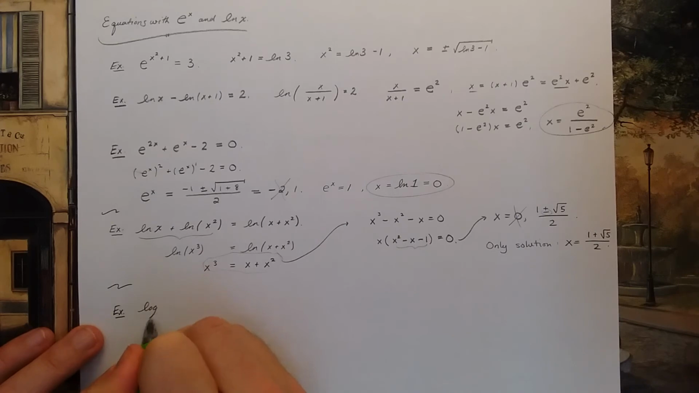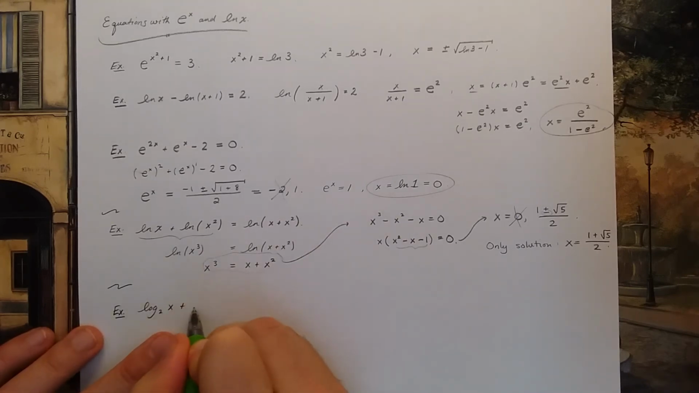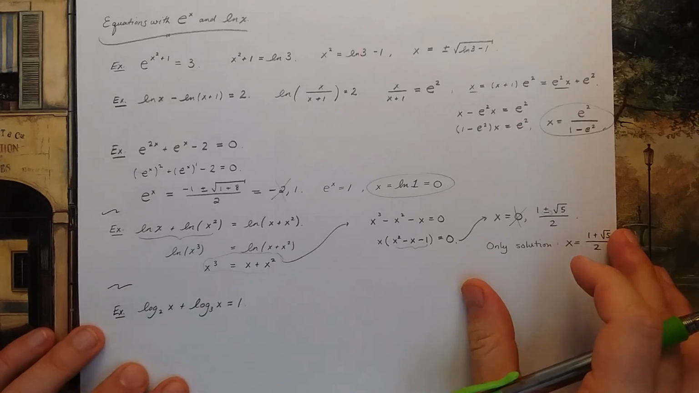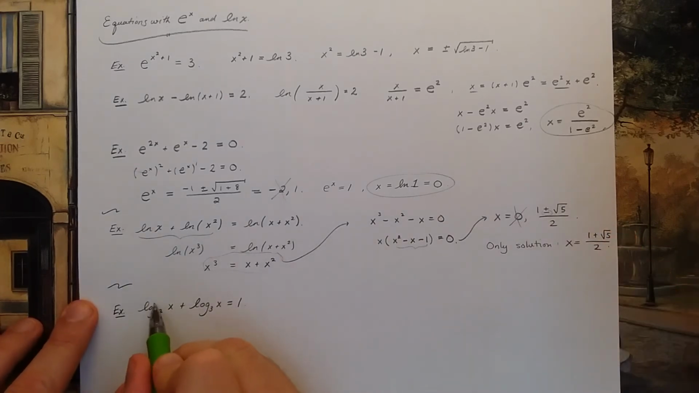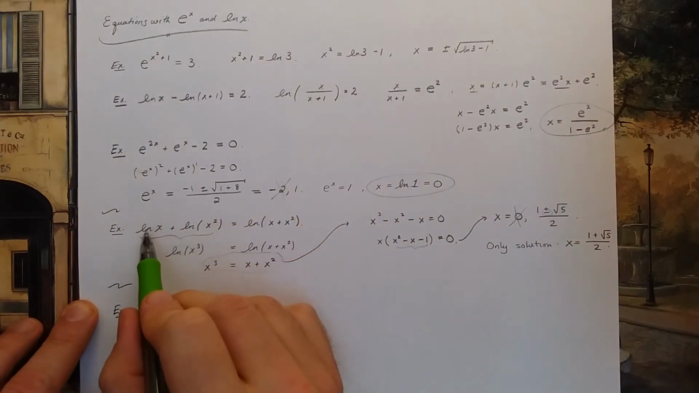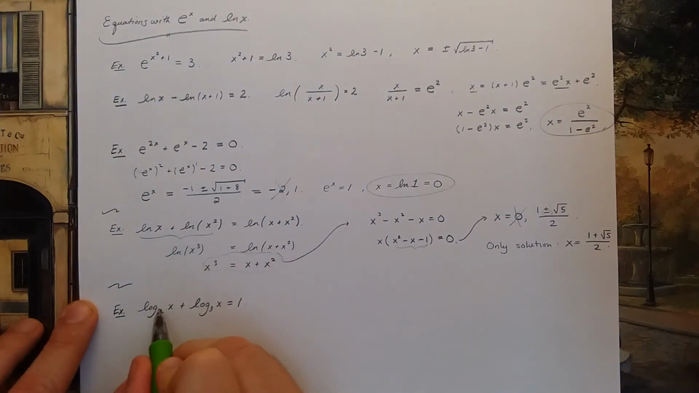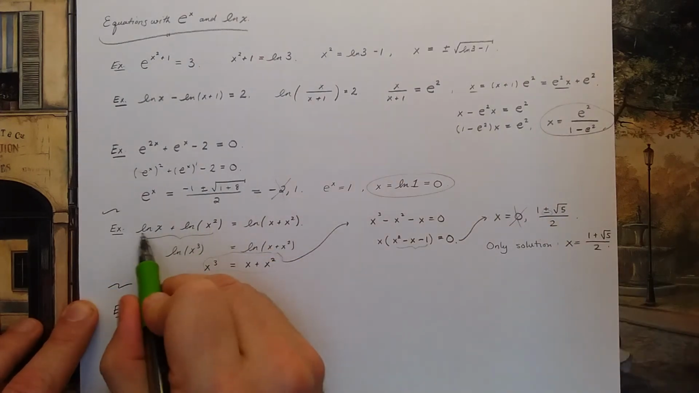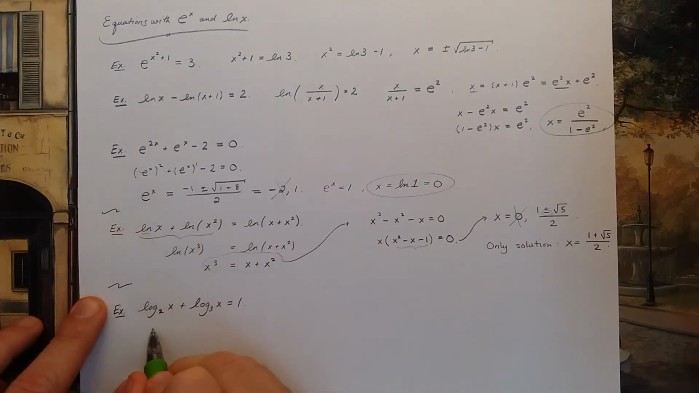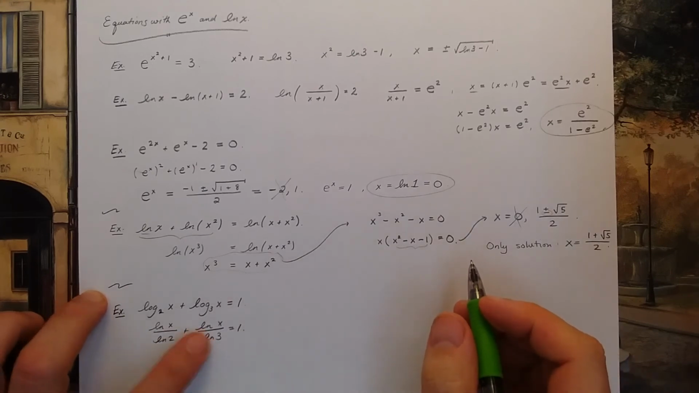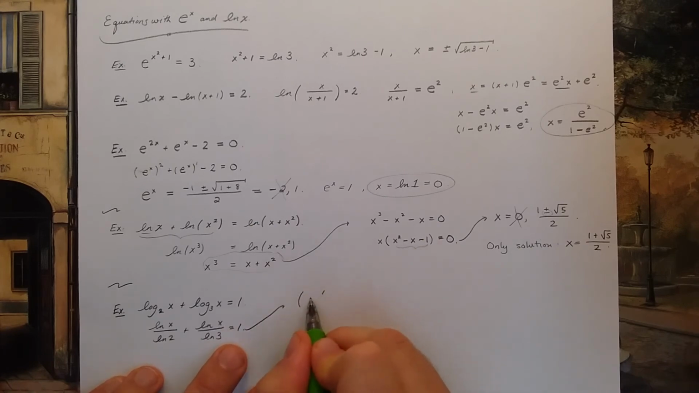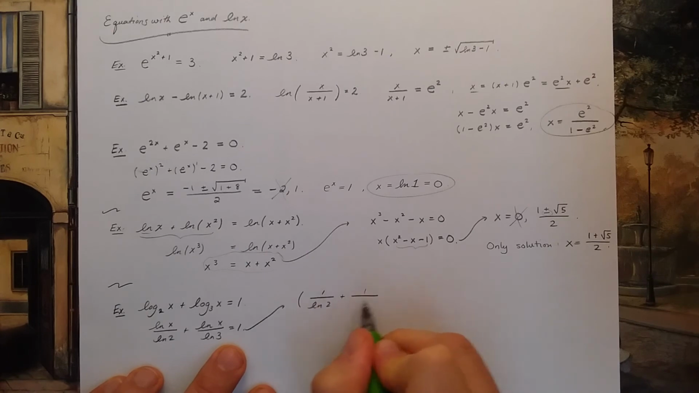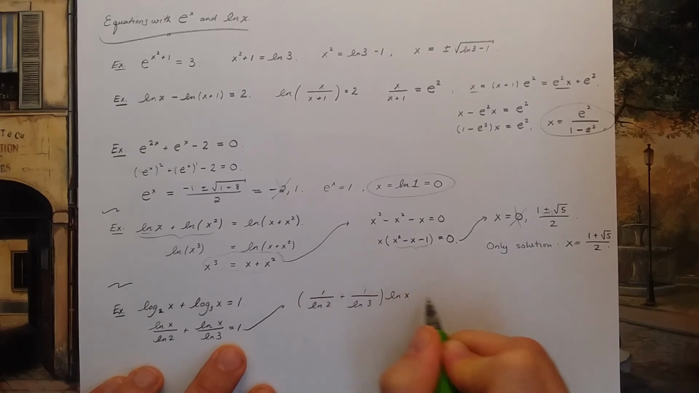What if I wanted to solve log base 2 of x plus log base 3 of x is equal to 1? In this case, I'm going to transform a log with a different base back into the natural logarithm. I don't really like logs with different bases, so I always turn it back into natural log every single time, first step. So this is log x divided by log 2 plus log x divided by log 3 is equal to 1. I could factor out a log x. I will get 1 over log 2 plus 1 over log 3 times log x is equal to 1.